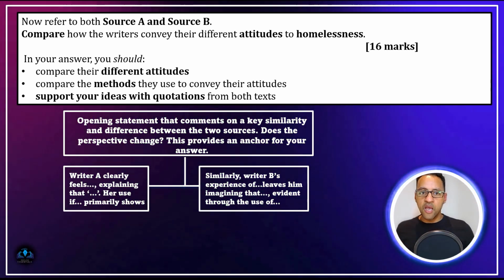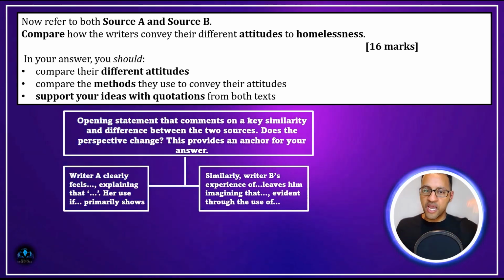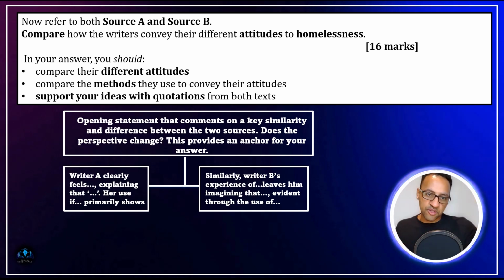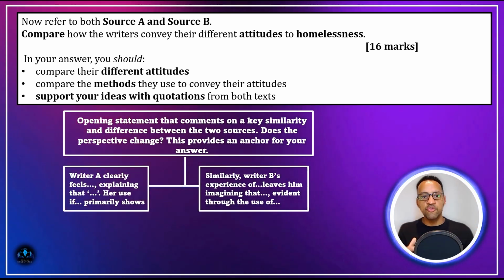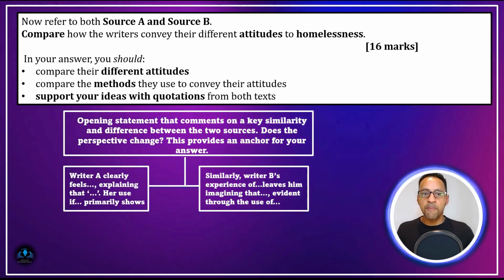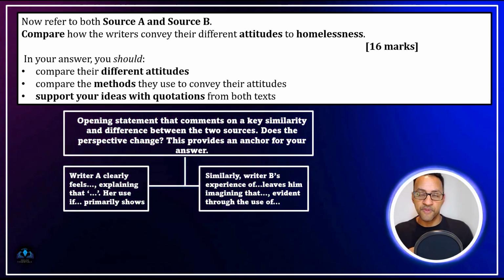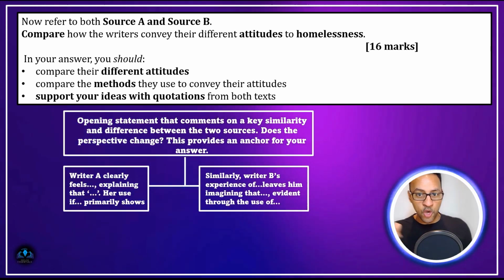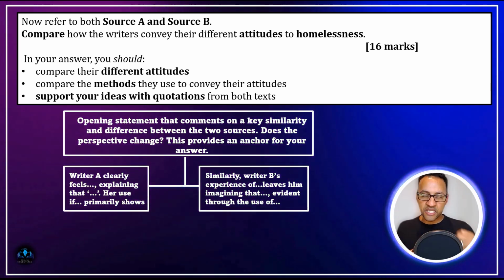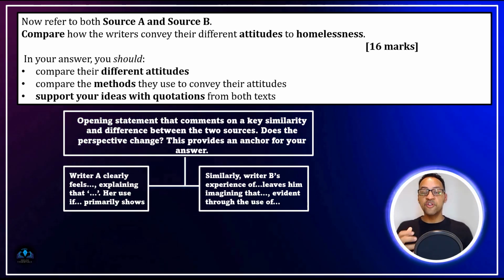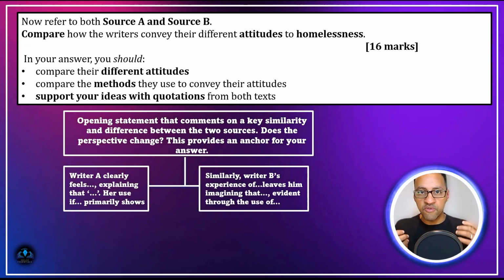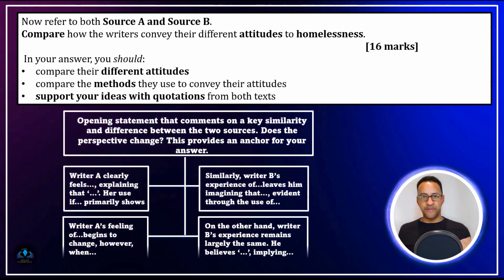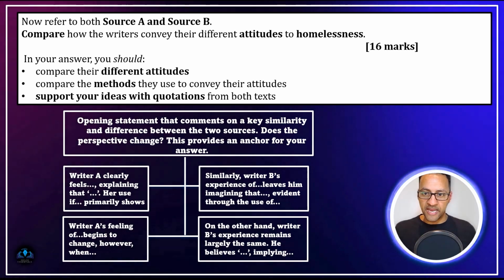And as you can see here, writer A clearly feels, and you have a sense of what their perspective is. Explaining that, you give us a lovely quotation. Her use of, and you give us the method, primarily shows something. Similarly, writer B's experience of the topic leaves him imagining that, whatever that perspective is, evident through the use of. And again, don't feel afraid to use those methods. And you repeat that same process with another big idea.